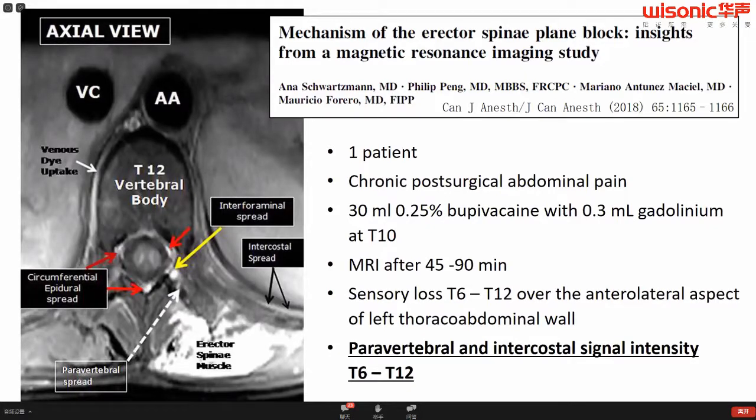authors found contrast dye in the paravertebral space, in the intercostal space, and circumferential around the epidural. So there was a clear paravertebral and intercostal signal intensity showing that contrast dye or local anesthetic was in this.